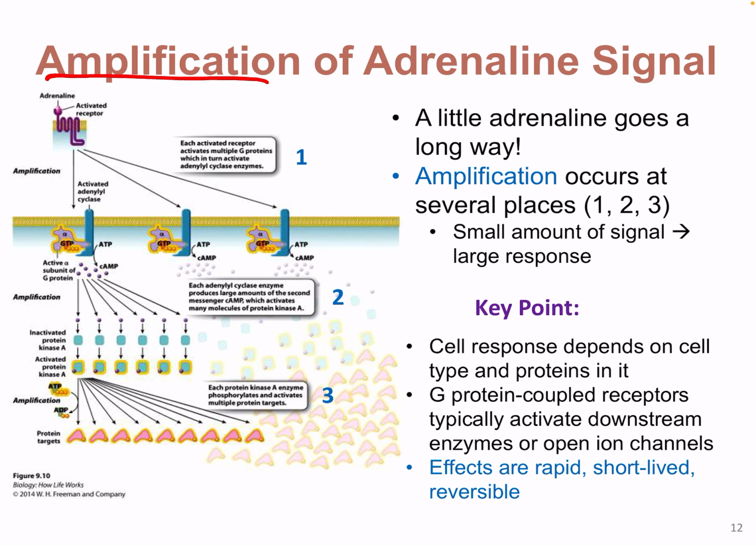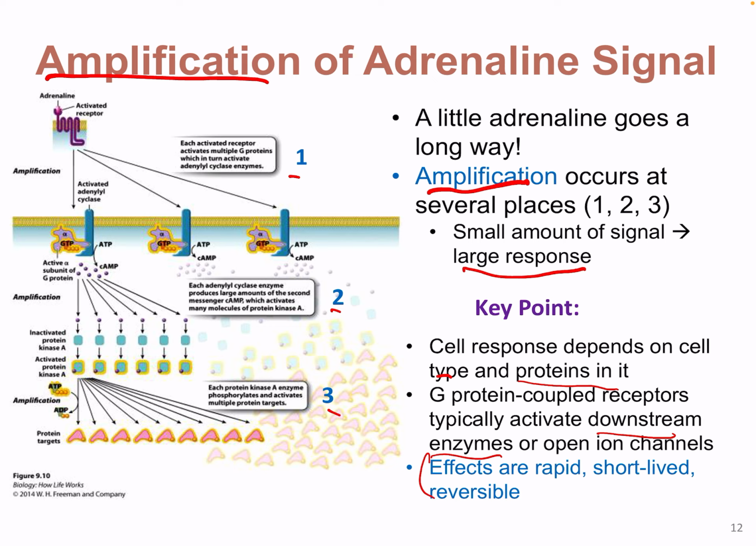So a little adrenaline goes a long way. So this amplification occurs at several phases. Here we can see at 1, 2, and 3, where a small amount of signal causes a large response. So the cell response depends on the type and the proteins in it. So G-protein coupled receptors typically activate downstream enzymes or open ion channels. Their effects are rapid and short-lived and reversible.